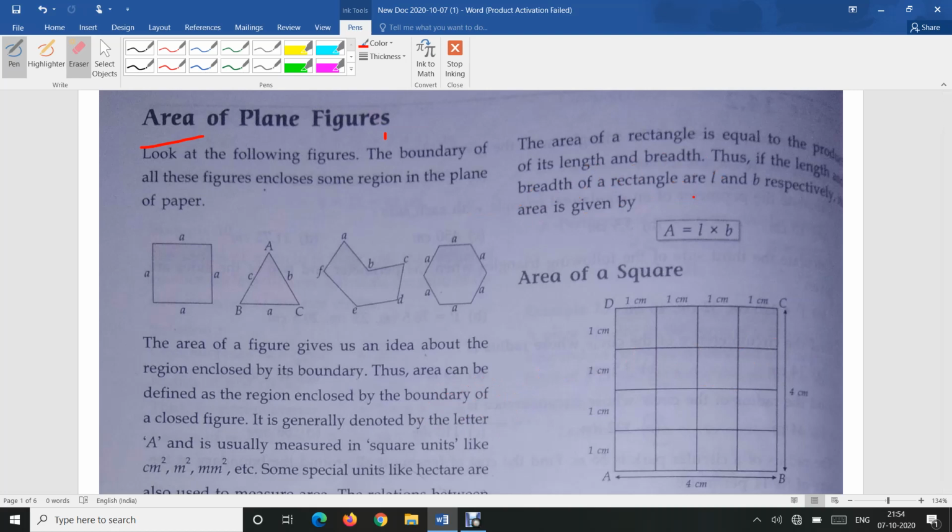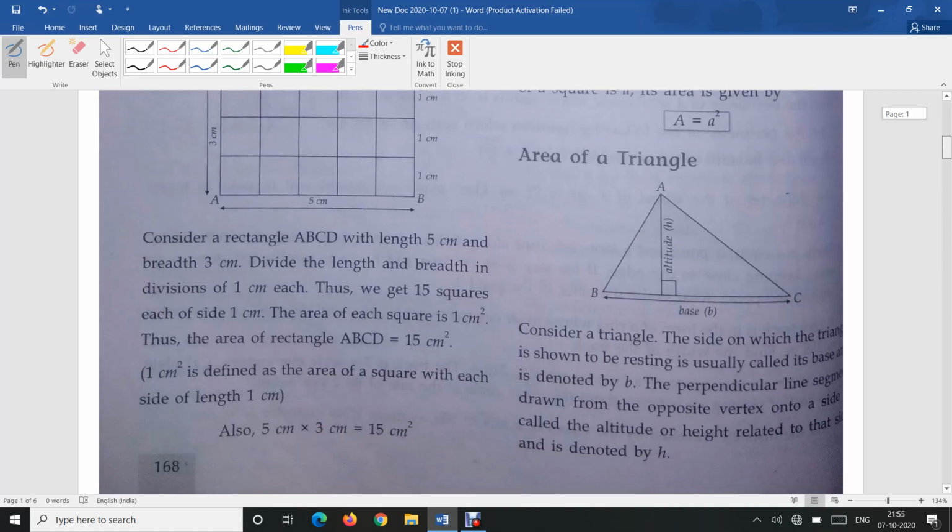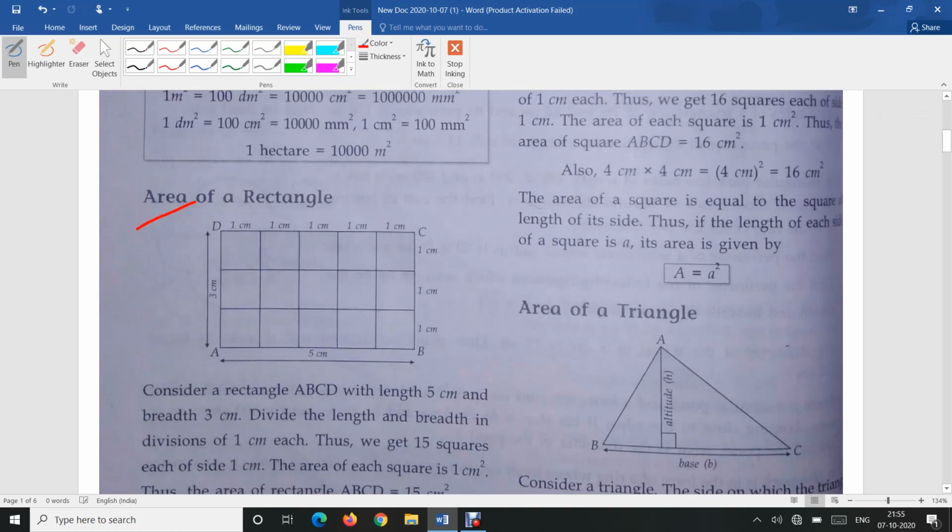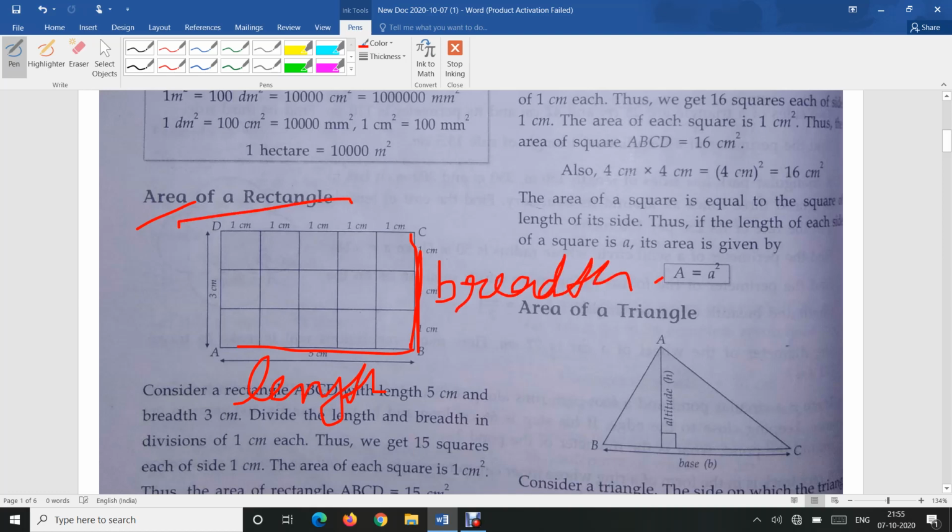So let us discuss the areas for different figures, like square, rectangle and triangle. So let's see. First of all, we have the area of a rectangle. Basically this is the length of a rectangle and this is the breadth of the rectangle. This is length and this is breadth, and area of rectangle is equal to length multiplied by breadth. So basically the area of a rectangle will always be equal to length multiplied by breadth.